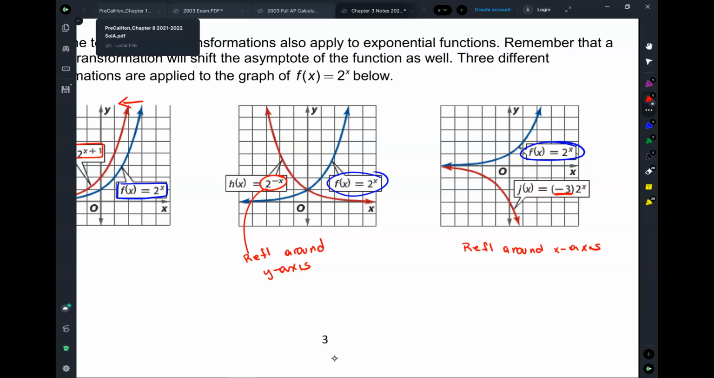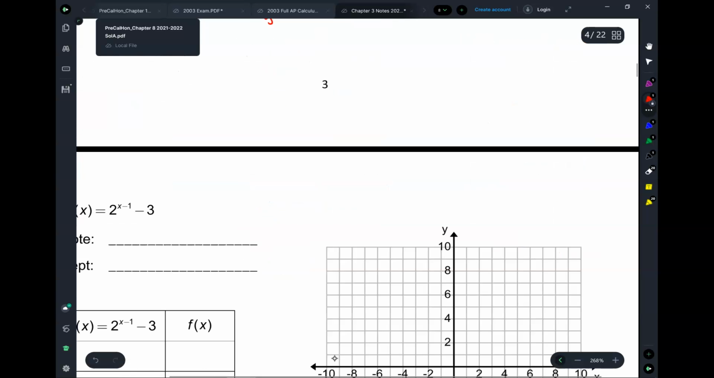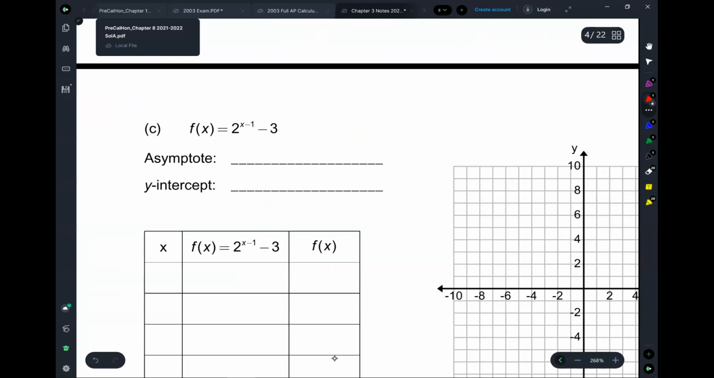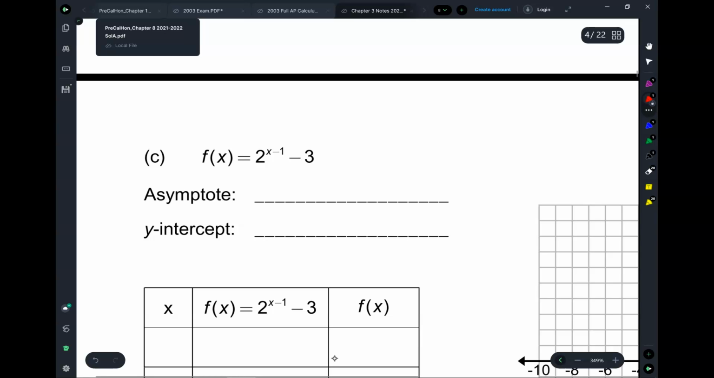In all of these, did the location of the asymptote change? It didn't, okay? The other transformation that's not here is a vertical translation, if you move it up or down. That's the only thing that will change the location of the asymptote, okay? All right, so let's do one. Okay, take a look here. You have 2 to the x, right? Is this growth or decay? Growth. Now you have x minus 1. What does the minus 1 do? Moves it to the right 1 unit.